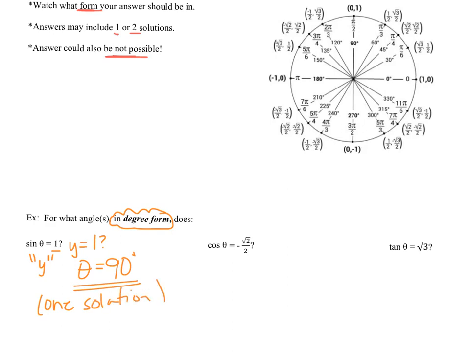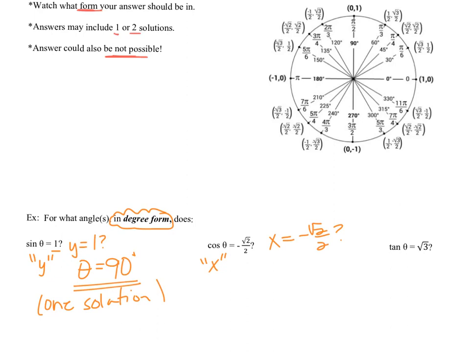Let's try another one. Cosine theta equals negative square root 2 over 2. So now when I look at that picture, we've got several of those to pick from. Cosine is the x-coordinate. So ultimately this means what angle has an x value of negative square root 2 over 2. So let's go ahead and look for that ordered pair.